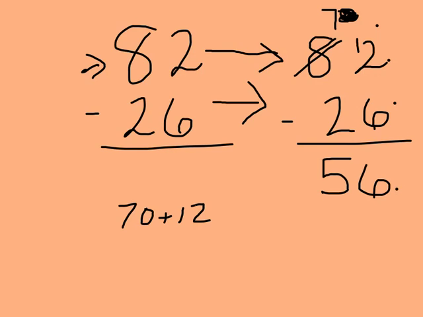7 10s and 12 1s. Now we have enough 1s to take 6 away from, leaving us with 6. And now we have 7 10s minus 2 10s is 5 10s, or 50, so 56. Okay, let's go to the next frame.